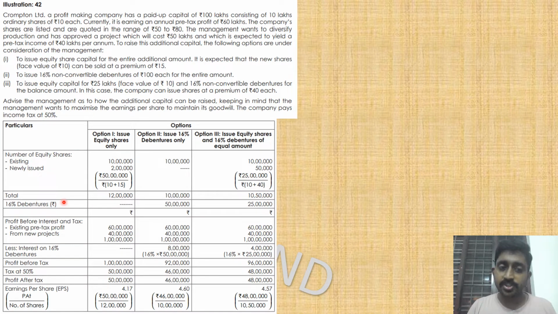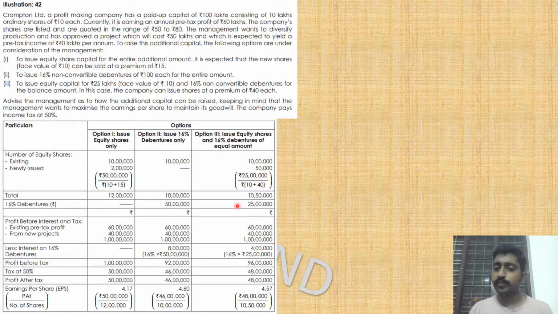Okay, next is the debentures. In option 2 we are giving fully debentures of 100 each for 50 lakhs, so 50 lakhs of 16% interest debentures. In option 3, for 25 lakhs we are going for equity, and for the remaining 25 lakhs we are going for debt. So 25 lakhs of debentures. Okay, so we have completed the financial plans. In the three options, this is how the equity portion and the debenture portion are going to be.